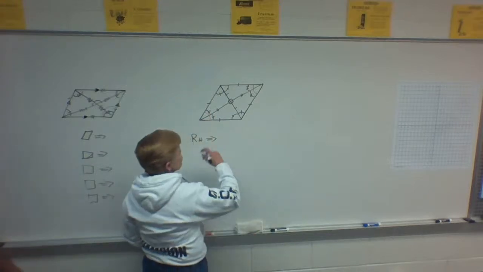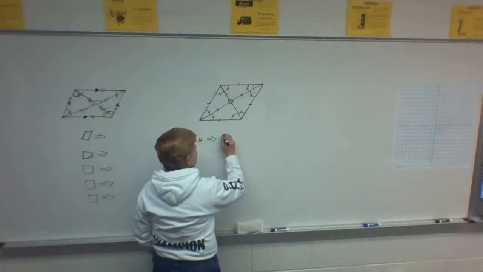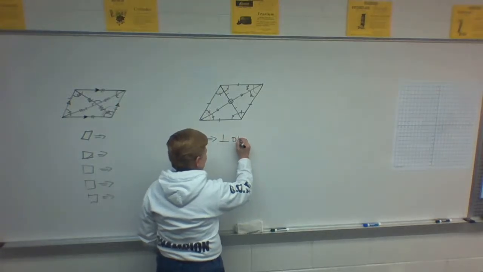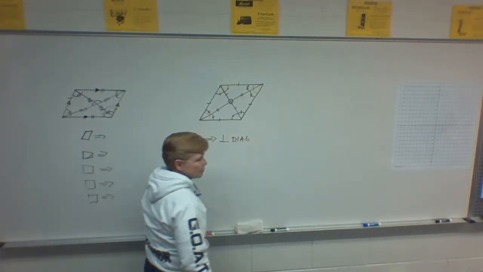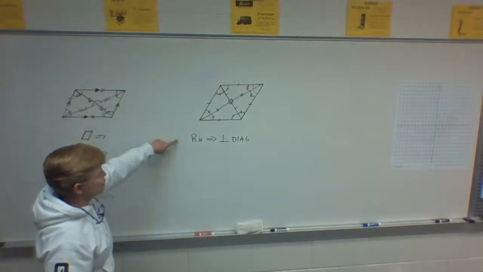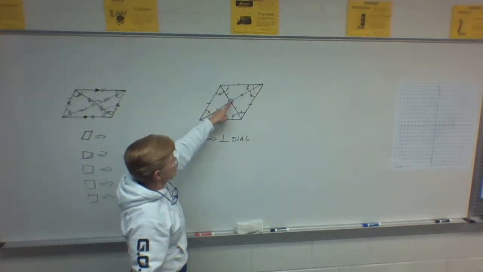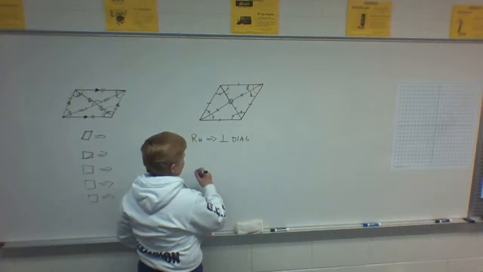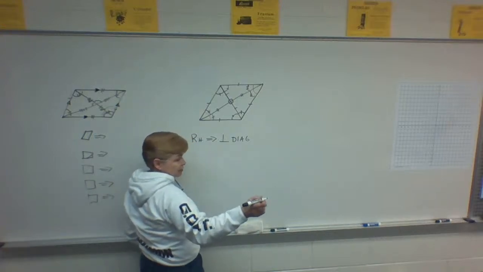So if you know it's a rhombus, you have perpendicular diagonals. That's only true of rhombuses. Not true of parallelograms in general, but if it's a rhombus, you have perpendicular diagonals. Where the diagonals meet, you get a right angle. That's a formalization of what you were just asking me about, Reagan.